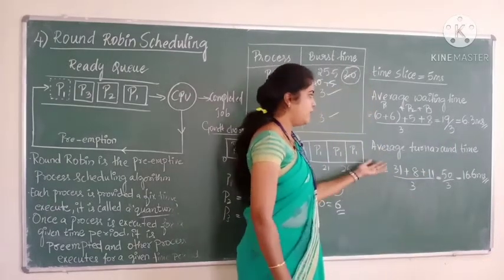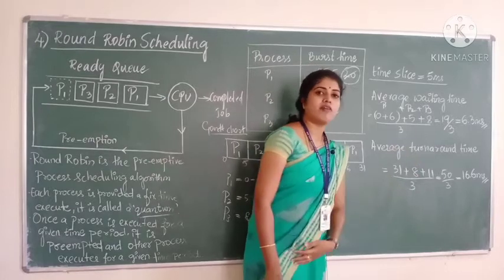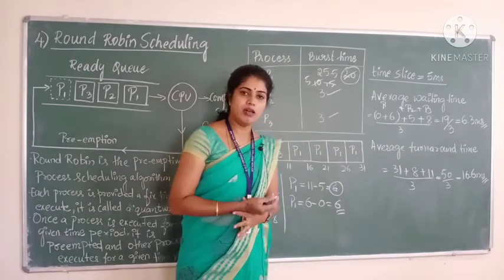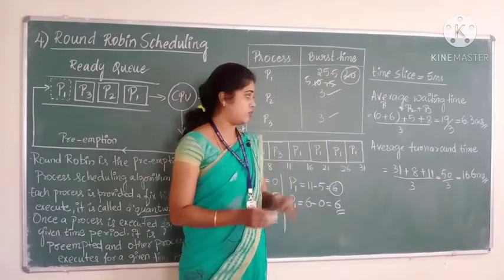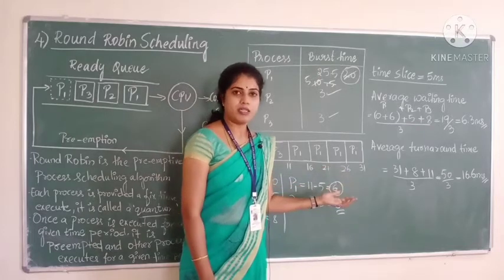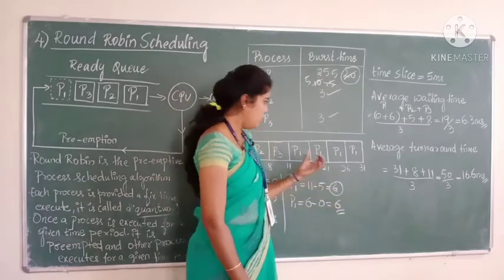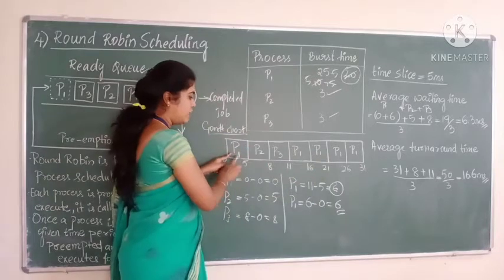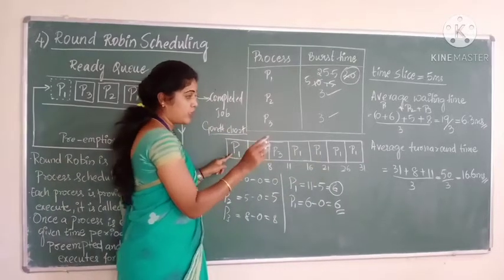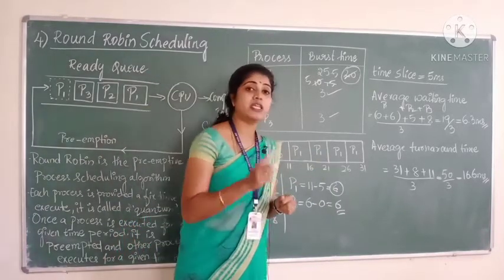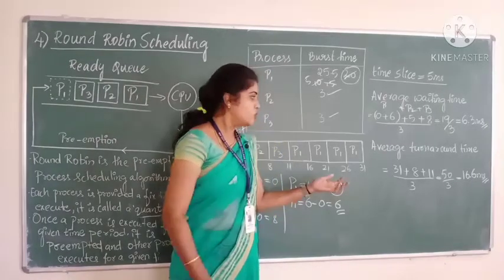And coming to the next one, average turnaround time. See, in this average turnaround time, again the same formula applies. What is the formula to calculate turnaround time? Finish time minus arrival time. Is it not? So, finish time.